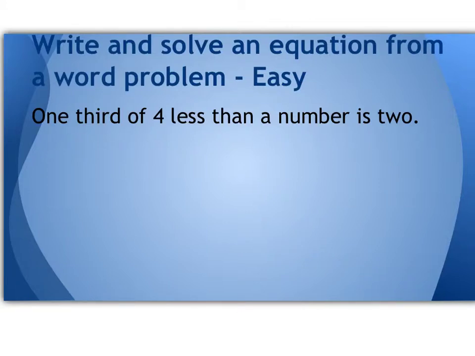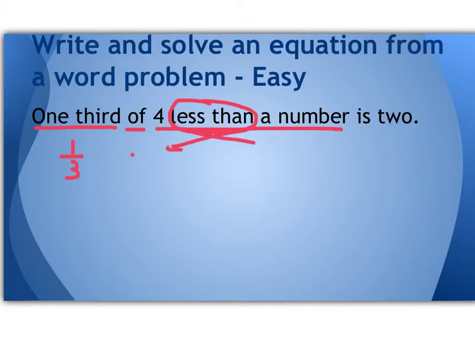1/3 of 4 less than a number is 2. So again, taking it apart, we know that 1/3 looks like this. We know "of" stands for multiplication. And then we have 4 less than a number. The words "less than" tell you that you need to switch the order. So the 4 would go here, the number we don't know, n, here, and less than is subtract. "Is" tells us equals, and 2 is 2.